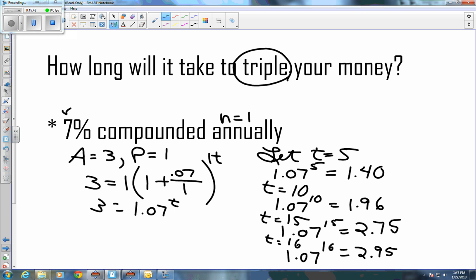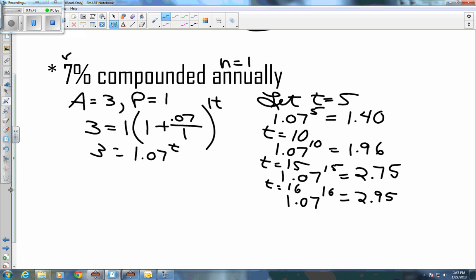Let me move this down so I can add one more. Let's do 17. It's 3.1, too far. Okay, now just don't get in too much of a hurry here. 17 is over 3, so it's in the middle.